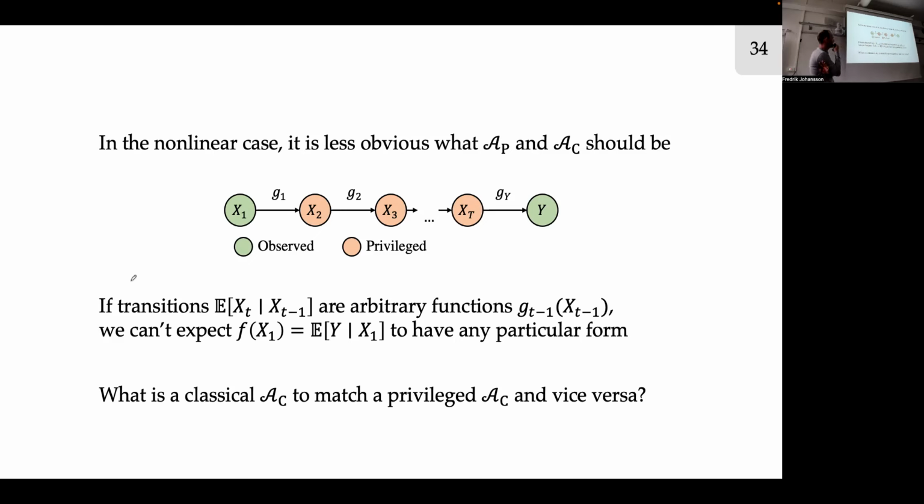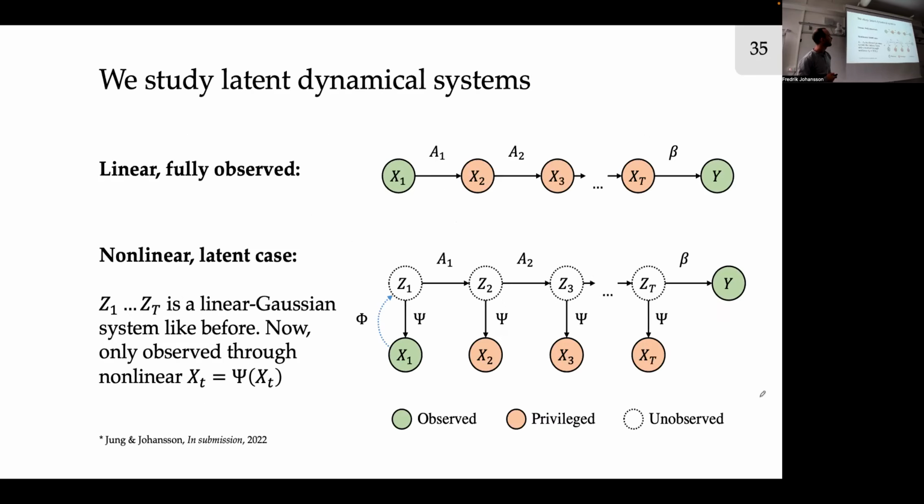So this didn't make sense to us for a while. So what I'm asking is, what is a classical function class to match a privileged one, and vice versa. There we go. All right, yeah. What we settled on was this.